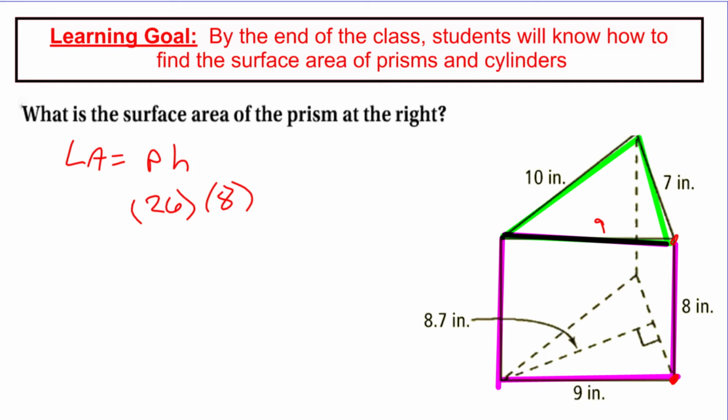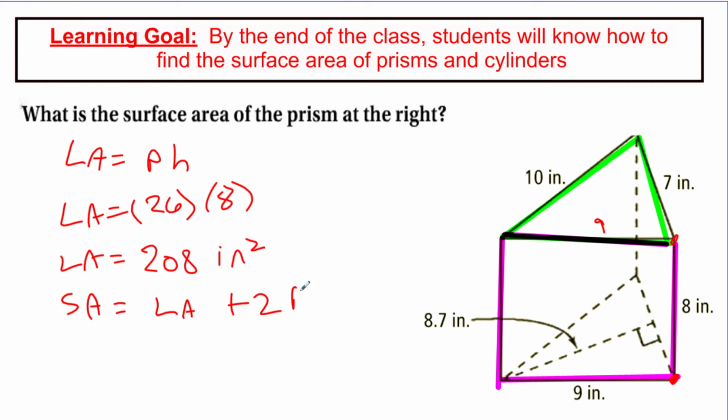26 times 8 is 208. So I'll say 208, again, lateral area measuring is in inches squared. So we'll say lateral area is 208. Okay, so now if I want to find the surface area, it is the lateral area plus 2 times the base.